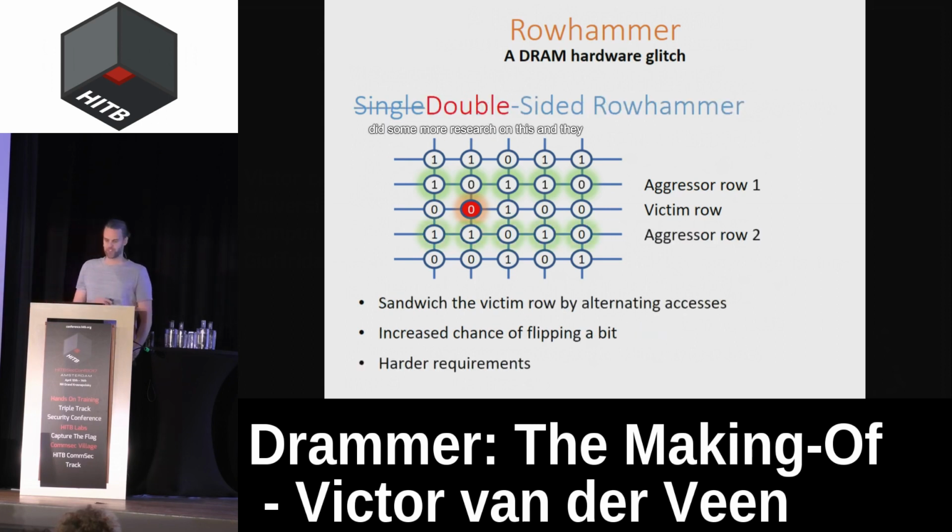Now, people did some more research on this, and they found that you can also do double-sided Rowhammer, where you sandwich a victim cell with two aggressor rows. And this would increase the chance of flipping a bit. But doing this so-called double-sided Rowhammer is a bit harder.